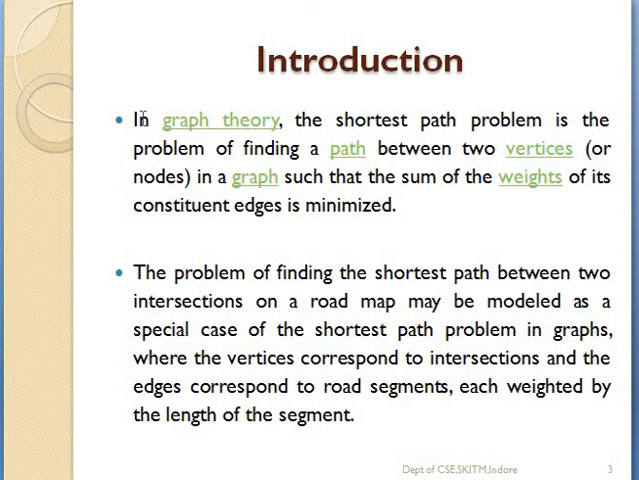Now let us see. In graph theory, the shortest path problem is the problem of finding a path between two vertices or nodes in a graph such that the sum of the weights of its edges is minimized. Finding the shortest path between two intersections on a road map may be modeled as a special case of the shortest path problem in a graph.